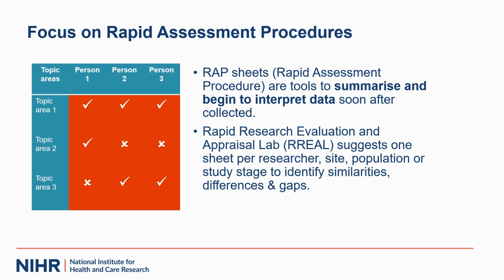So let's imagine you're using a RAP sheet to summarise data that you're collecting from a study site. There's a brief example on the left of the screen. The first column lists all the topic areas that you're looking at, linked back to your research questions or project aims. You'll then have a column for each person or participant that you're talking to in that site. Here you can see they're called person 1, 2 and 3.